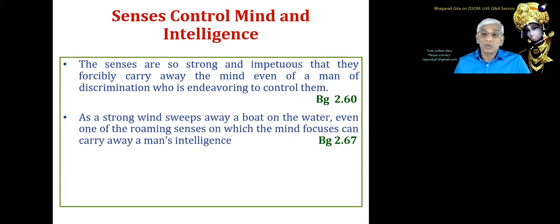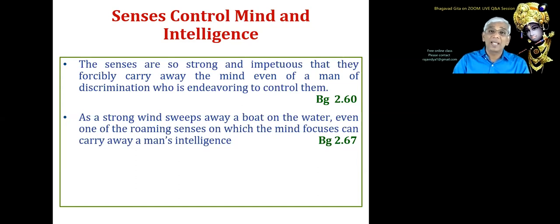And even in another sloka, in the second chapter, verse number 67, Krishna is very clearly saying, Indriyanam hi charatam yan mano 'nuvidhiyate tad asya harati prajnam vayur navam ivambhasi. Charata means roaming. Indriyanam hi charatam means of the roaming senses. If the mind is carried away by the roaming senses, the mind focuses on the roaming senses, even one of the roaming senses on which the mind focuses, they carry away a person's intelligence.